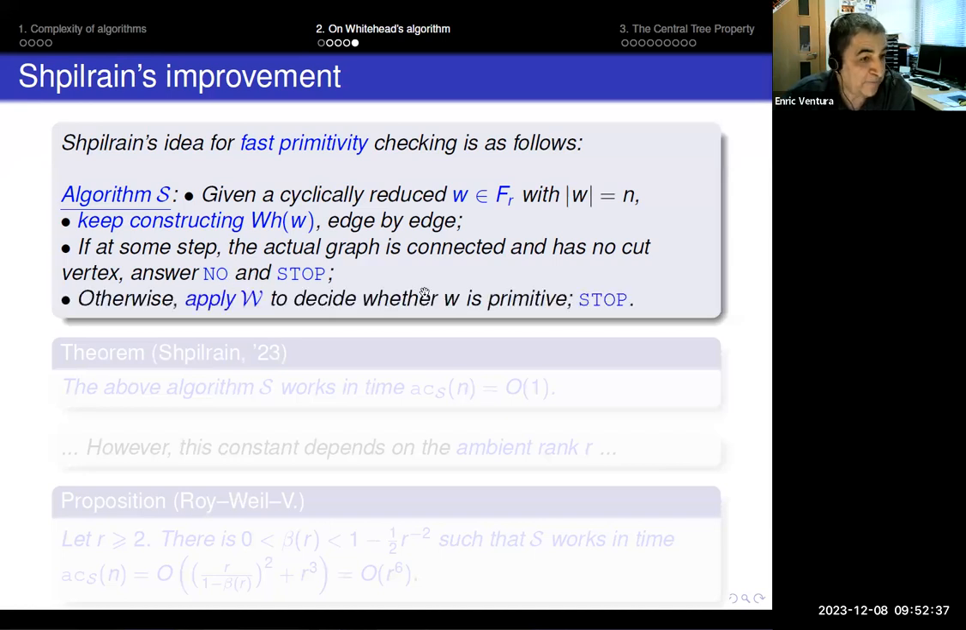Yeah? And if you arrive at the end and still there is a cut vertex, then apply the classical Whitehead algorithm to check whether W is primitive or not.